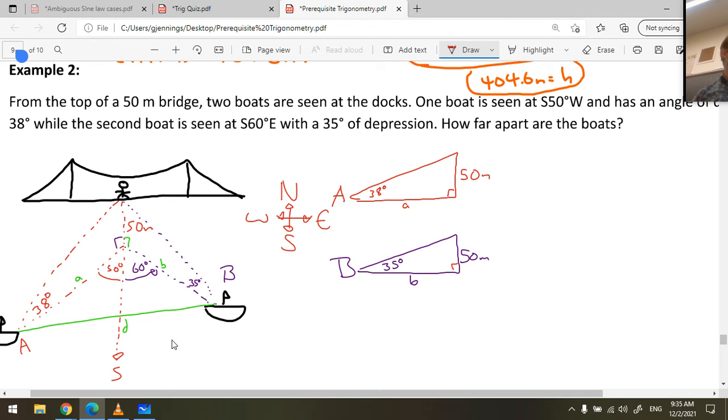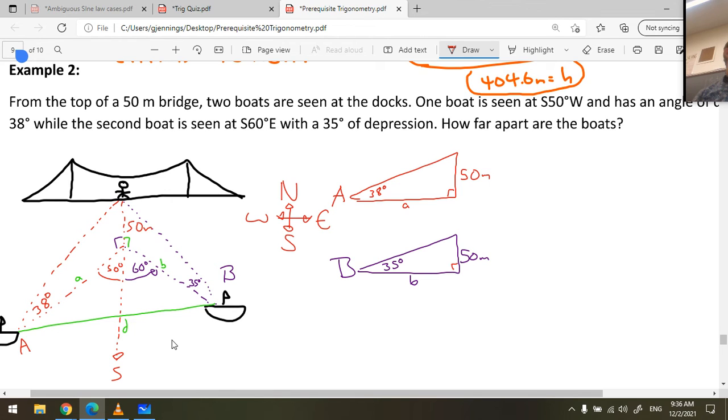I know this angle, 38 degrees. What side is that? Is it the opposite or the adjacent? Adjacent. I have a known side. Is it the opposite, the adjacent, or the hypotenuse? What trigonometric ratio relates opposite to adjacent? Tan.